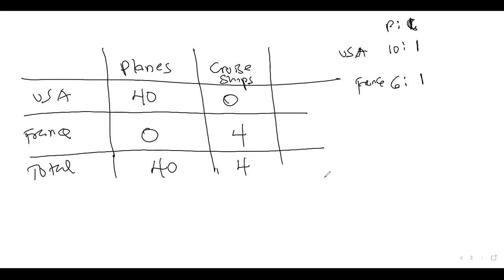40 planes and 4 cruise ships. All right, and of course, we can clearly see that specialization is better.